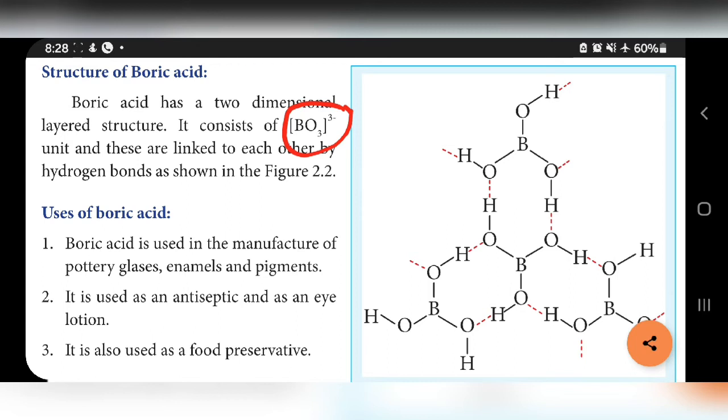BO3 3 minus. Actually, this is the structure, BO3 3 minus unit, and these are linked to each other by hydrogen bond. This dotted line indicates hydrogen bond, because already you know hydrogen bond means the attractive forces present between the hydrogen and a highly electronegative element like fluorine or oxygen or nitrogen. Here that attractive force is present between hydrogen and the highly electronegative element oxygen.